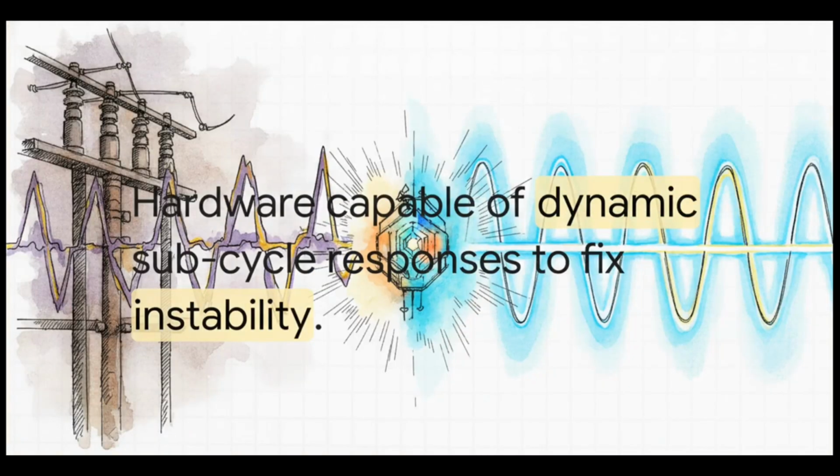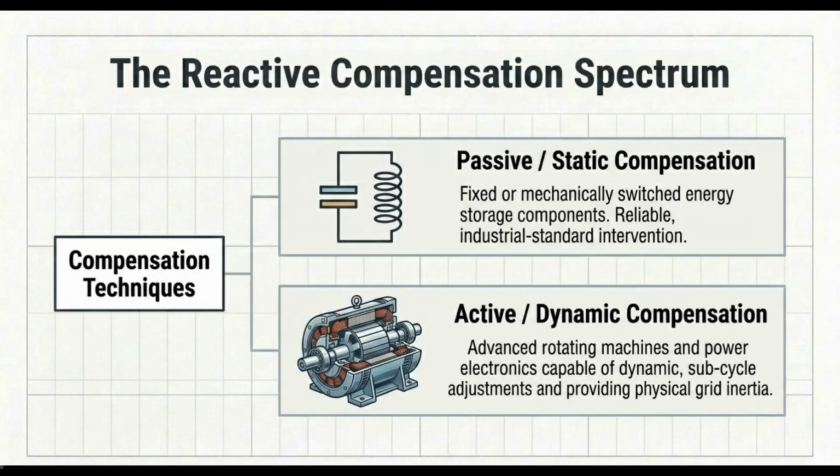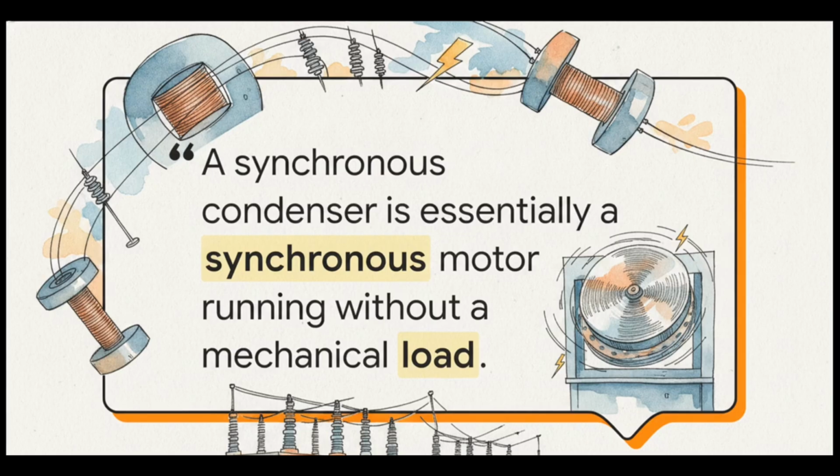Now, let's see how this builds into something even more advanced. Those previous tools, they were static. They just sit there and do their one job. But the modern grid has constantly shifting demands. For that, we need dynamic compensation. We're talking advanced hardware capable of dynamic sub-cycle responses that react to grid instability in literally fractions of a second. And the most fascinating heavy-duty tool in this dynamic arsenal is the synchronous condenser.